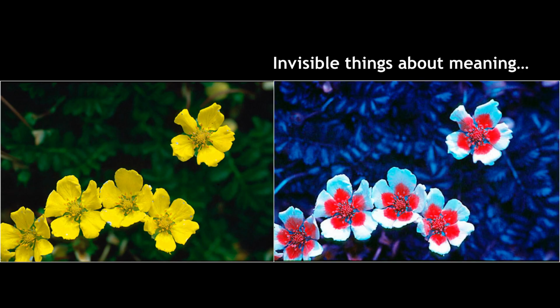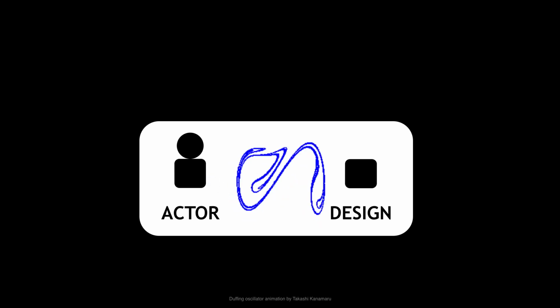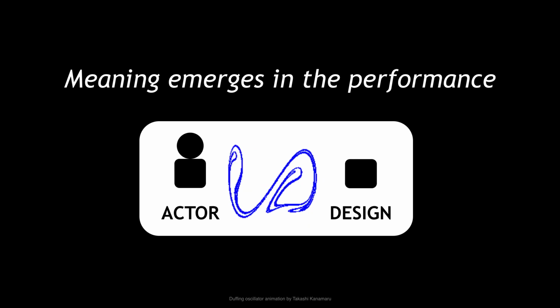Looking through the lens of embodied cognition, we can see these invisible things about meaning. When an actor engages a design, meaning emerges in the performance of the actor acting with the design. Meaning is not a pinpoint realization. It's not a pinpoint understanding. It's a performance. Meaning emerges as an actor performs with a design. Meaning is flow, and flows have properties.